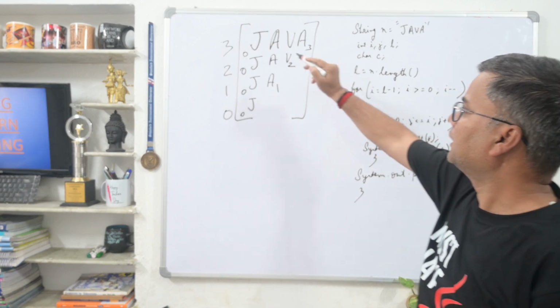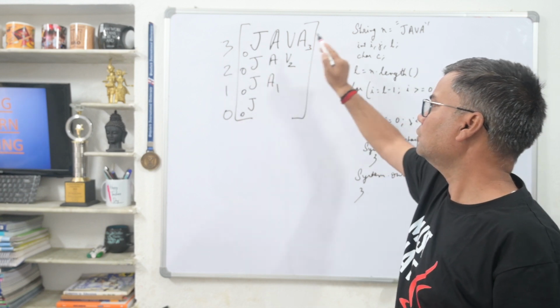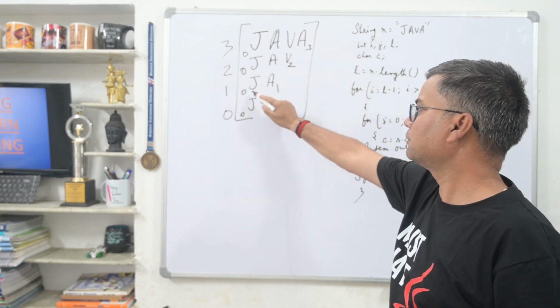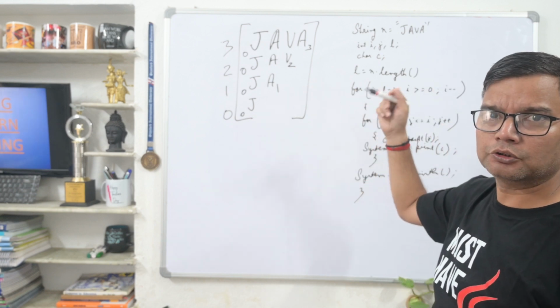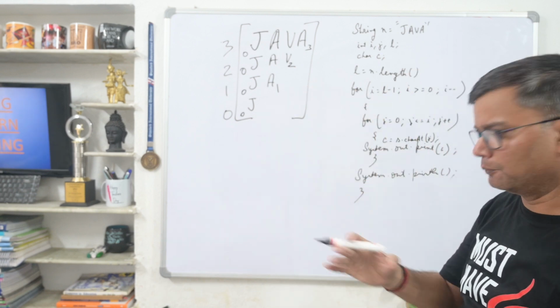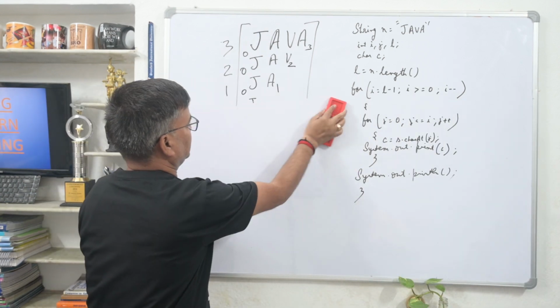So what will happen? It will begin from 0, goes till 3. It will begin from 0, it goes till 2. It will begin from 0, goes till 1. Begins from 0, ends at 0. So this is the structure of this pattern. I hope this is clear to everyone. Now, coming to the next one.